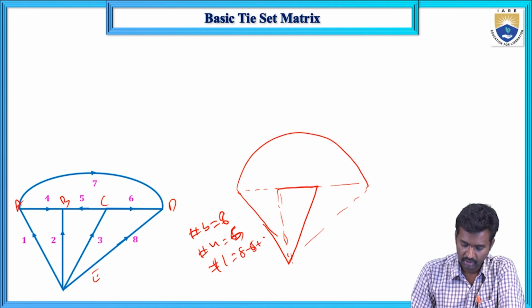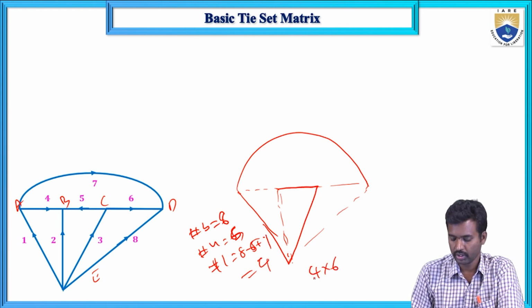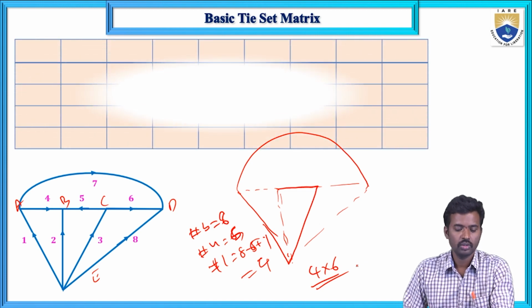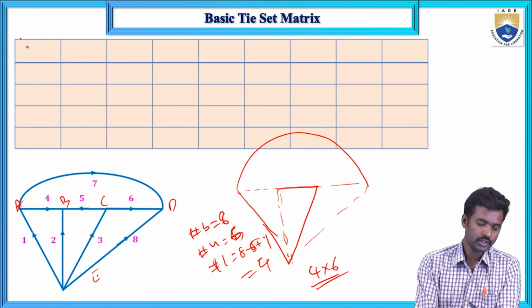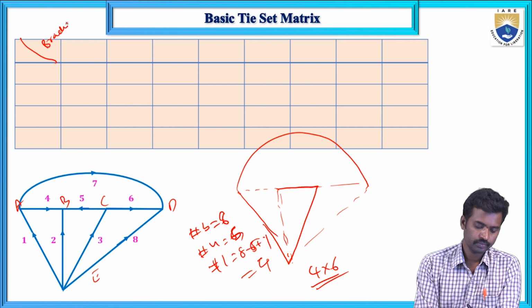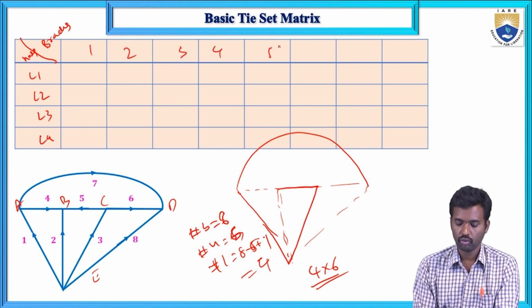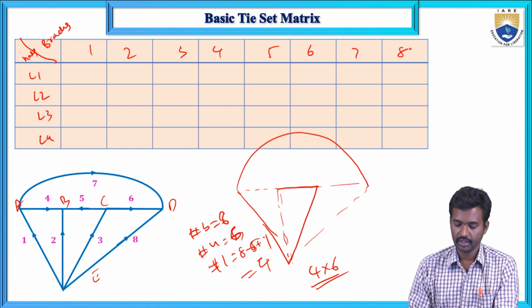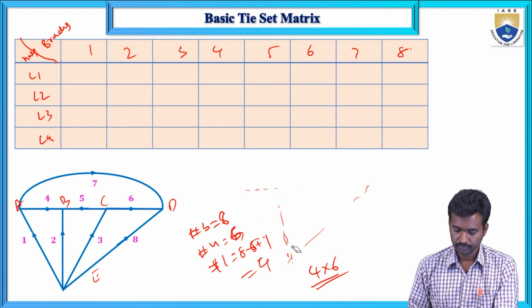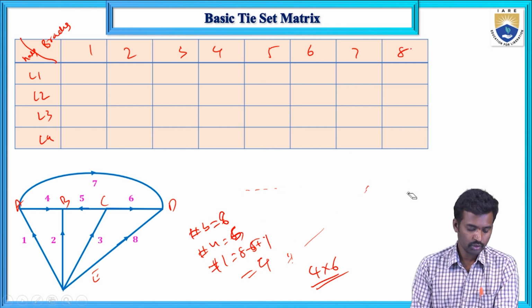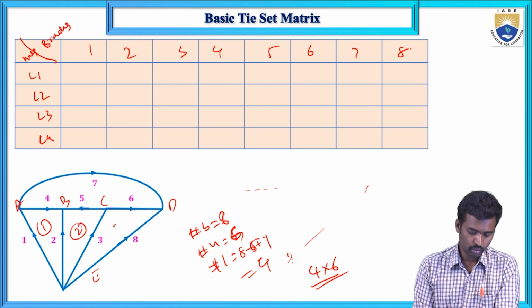This is 5. 5 plus 1 that equals 4. Now these are the branches and these are the nodes. L1, L2 and L3, L4, 1, 2, 3, 4, 5, 6, 7, 8. Now here, so first one 1, 2 and 3, this is the 4.